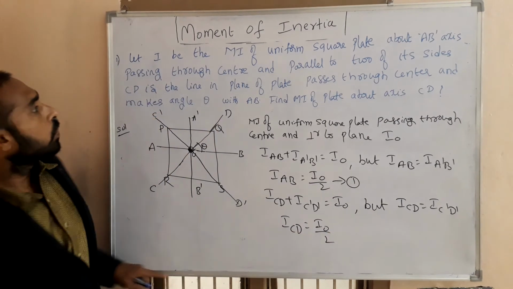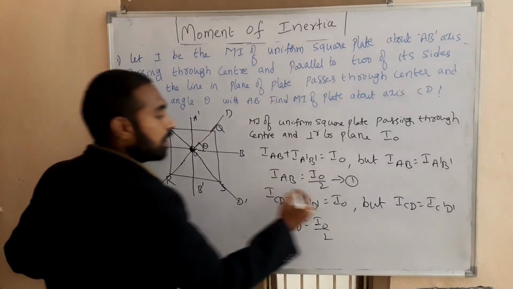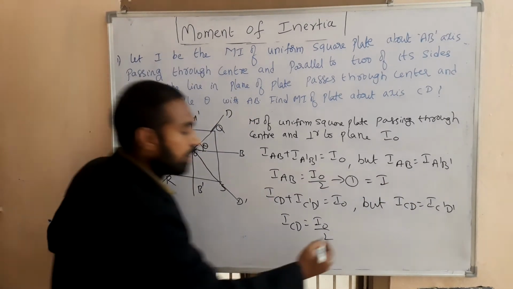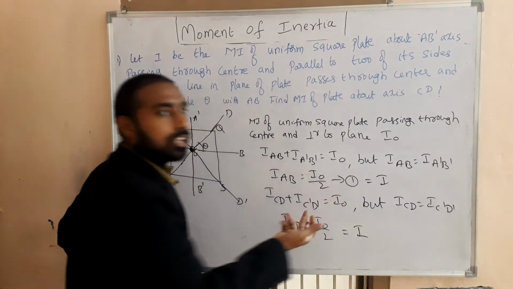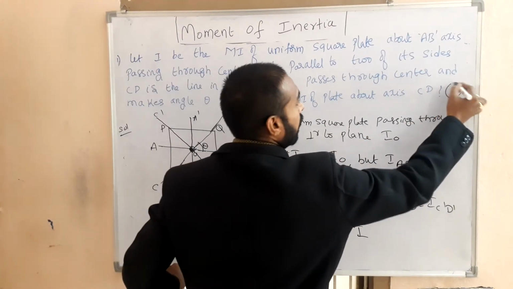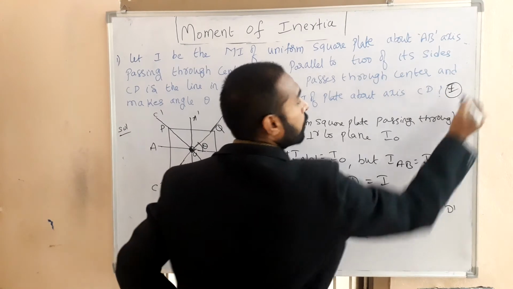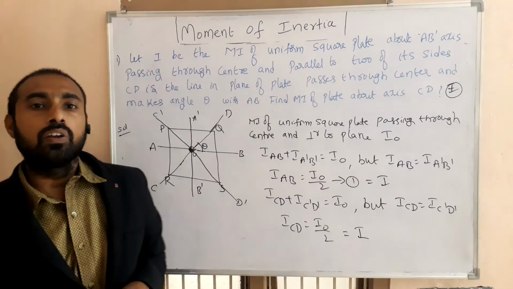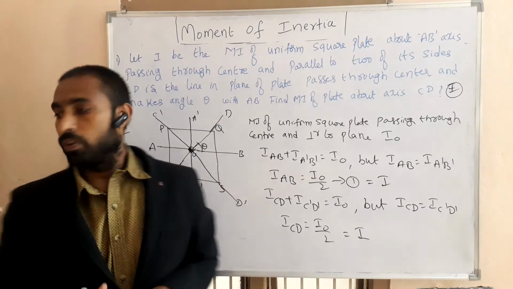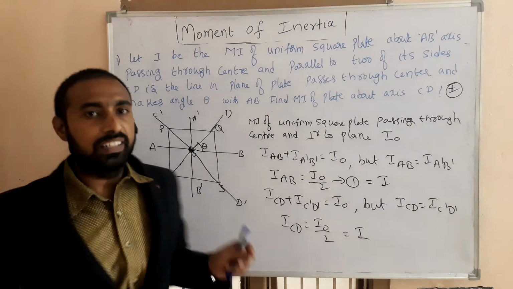What they have given in the first slide is that the moment of inertia about AB is I. Then what is the moment of inertia about CD? This is also I, because both are equal to I naught by 2. So the answer for this question is I. A very important point: the moment of inertia does not depend upon the angle made with the axis. It is independent of angle theta.